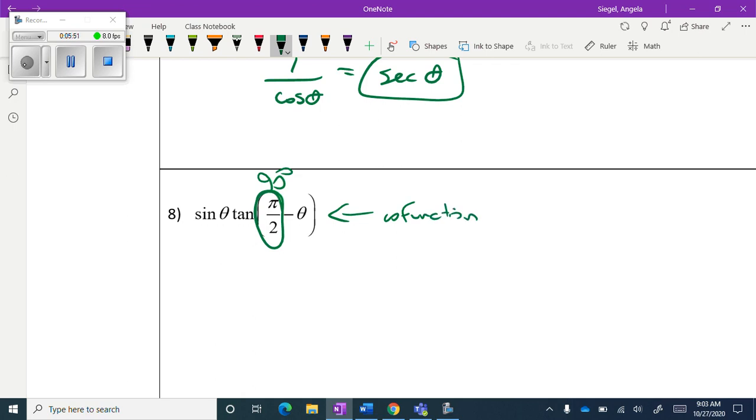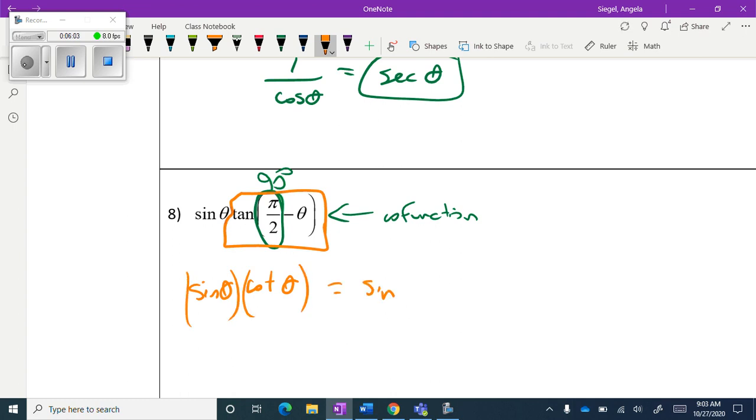So the cofunction, let me change colors. The cofunction of this would be cotangent of theta. So I have sine of theta times cotangent of theta. And then that cotangent is cosine over sine. So the sines cancel out, and I'm left with cosine.